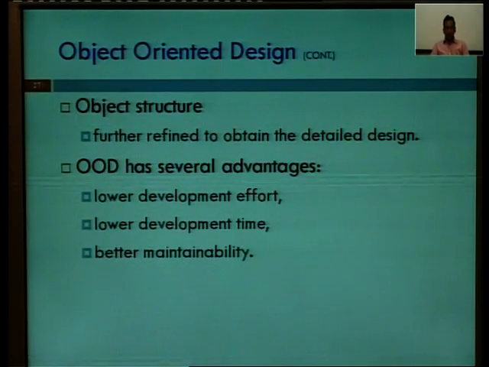The object structure is further refined to obtain the detailed design. Object oriented design has several advantages over the previous approach, that is the functional oriented approach. The object oriented design approach requires lower development effort, lower development time and better maintainability as compared to the traditional or functional oriented approach. For that reason, in today's environment, the criterion followed for the design phase of the software development life cycle is object oriented design.